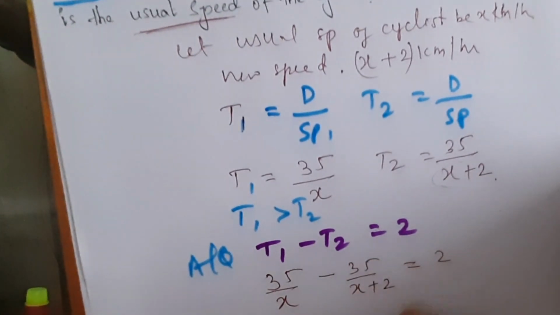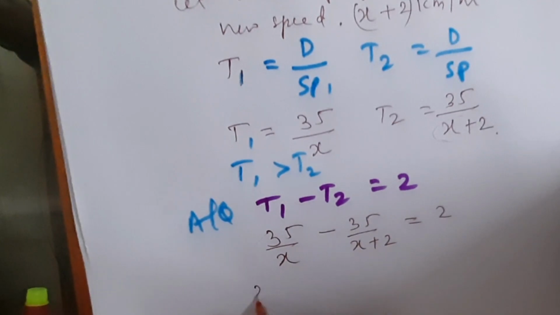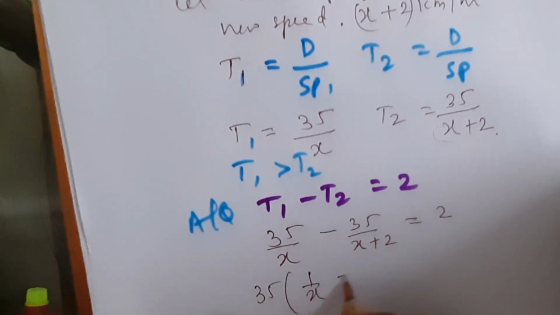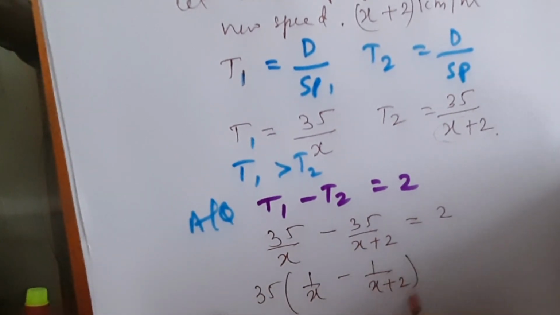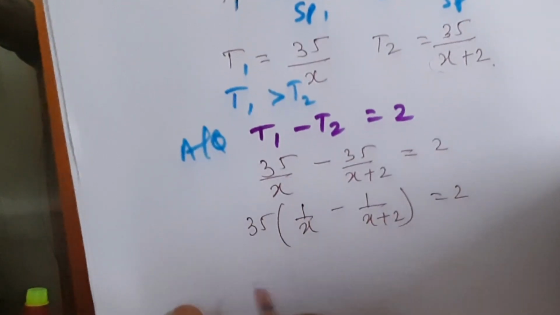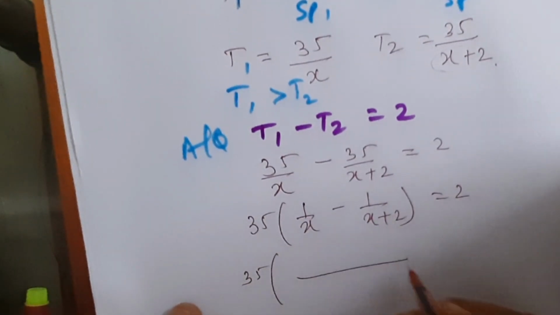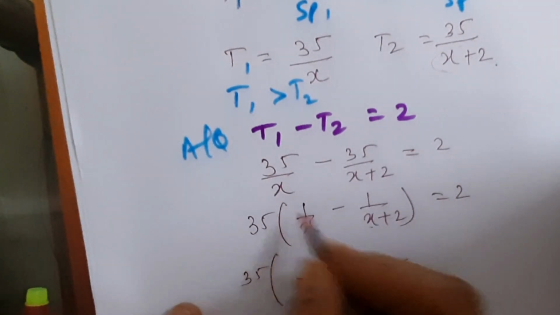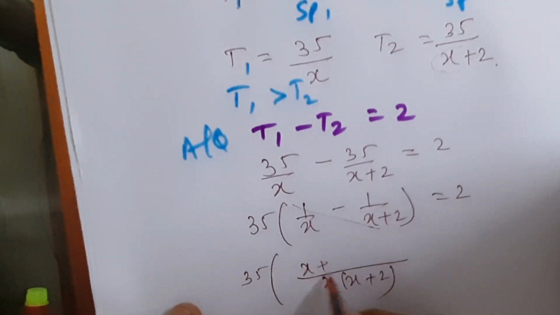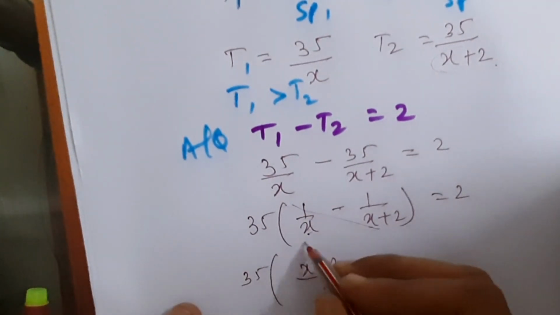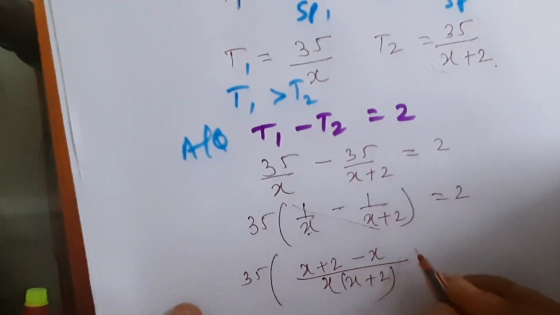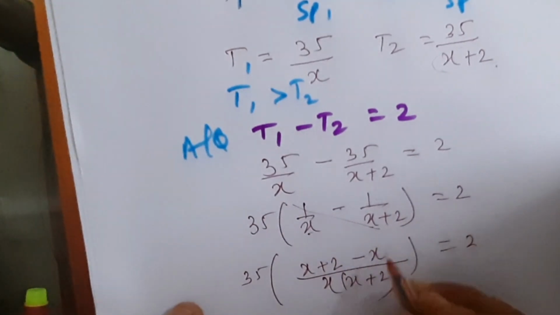This you need to remember. We are taking 35 common from both the terms. So it is 35 times (1 upon x minus 1 upon x plus 2) is equal to 2. Taking 35 common, getting the LCM, write down both the terms. Now, cross multiplying: x plus 2 and x, we are multiplying with minus 1. Thus it is minus x is equal to 2.